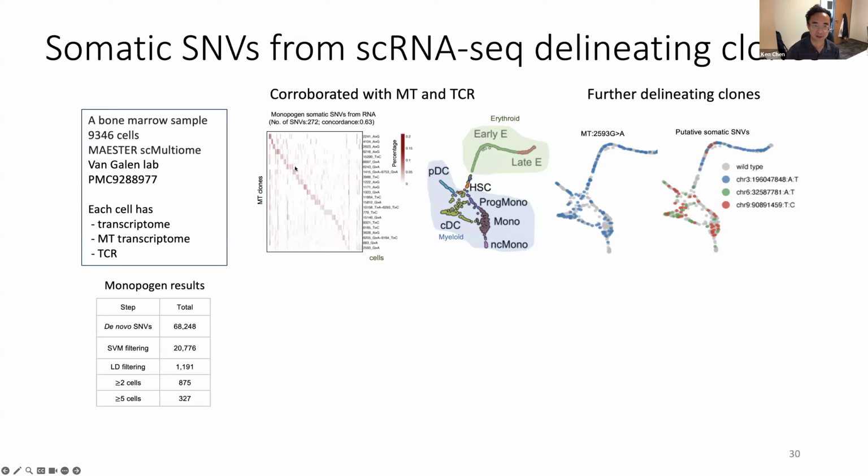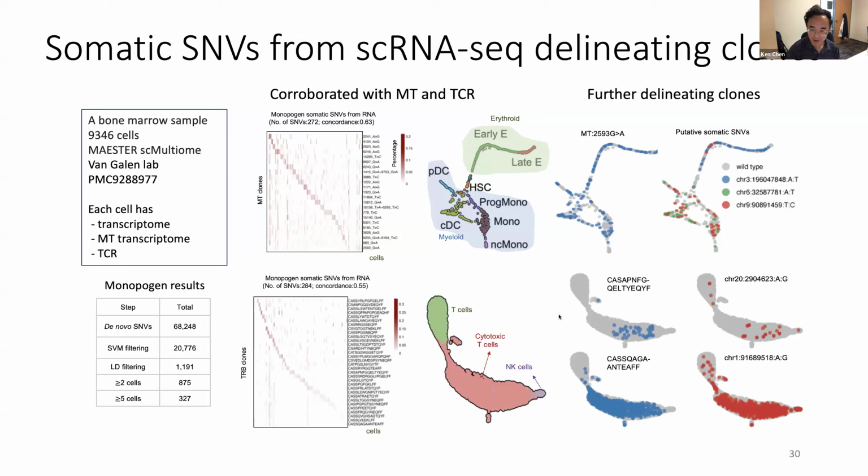They basically assign cells into similar clones, with high concordance, 63%. And using this new RNA mutation, we're able to further delineate those clones which we were not able to delineate by mitochondrial variants into different types of clonal origin, particularly in the erythroid lineage. Blue now becomes blue and red. Some of the cells are potentially from a different genomic origin, even though they have similar cell type, but they actually have different genomic origin.